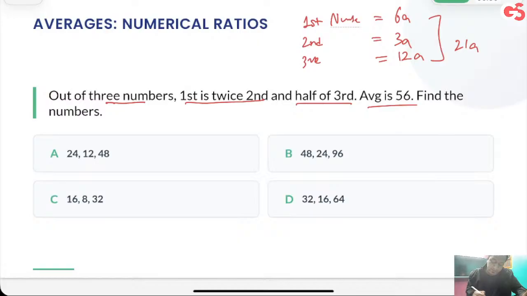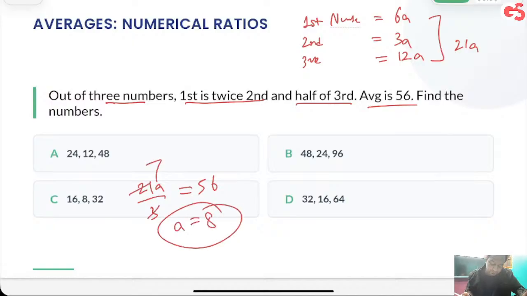ठीक है. So 21a upon 3 is the average, that is 56. So if I solve it, I'll get a as 8. So a is 8. What to find? Find the numbers. 8. 6 8s are 48. 3 8s are 24. 24. 12 8s are 96. B is the answer. Clear? Now going to next one.